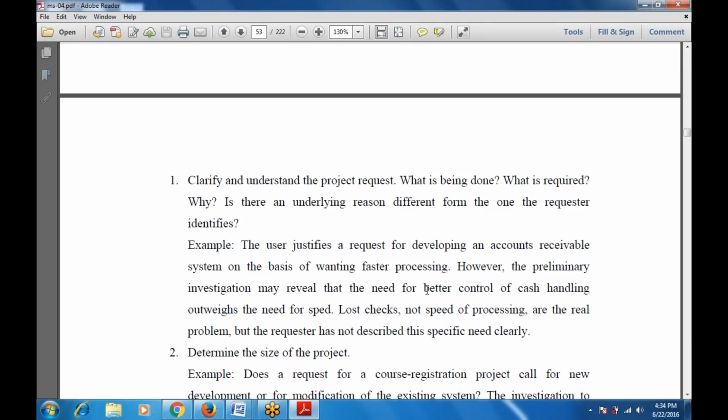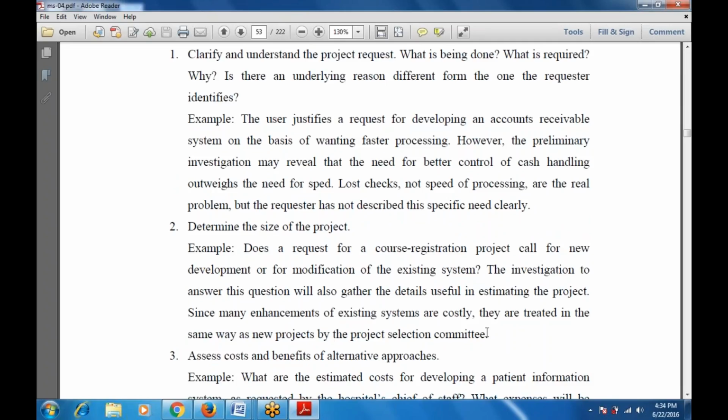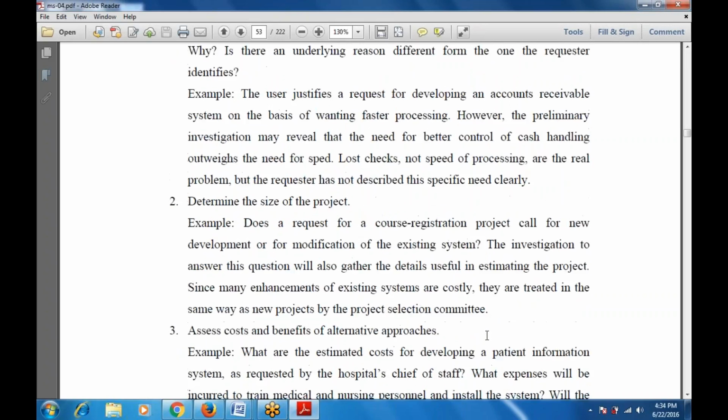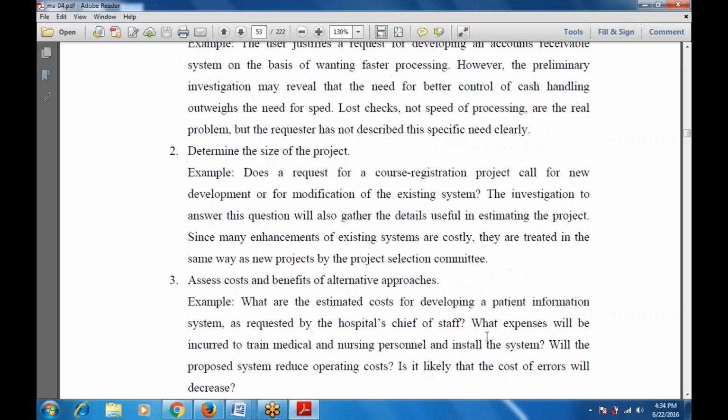Next one is determining the size of the project. Determining the size means determining what the size of the project is. Is the request from the user, for example a course registration project, for a new development or modification of the existing system? The answers to these questions will gather details useful in estimating the project.